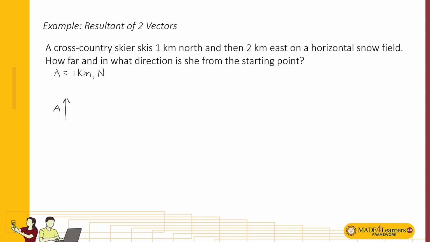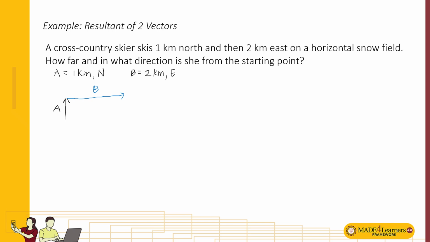Okay, we won't use the parallelogram, since it's more of a hassle. So you need to draw the second arrow from the head of the first arrow. So you're 2 kilometers east. Okay, let's say this one. So let this be vector B.